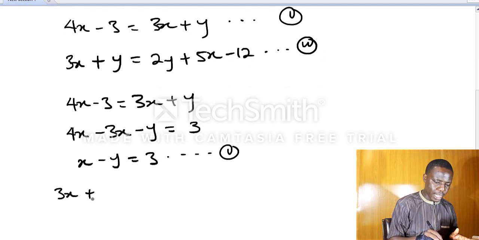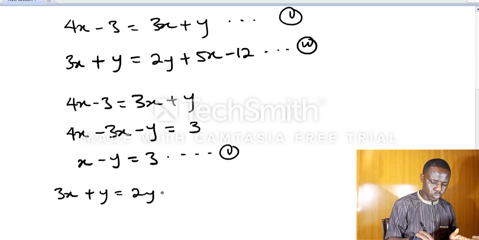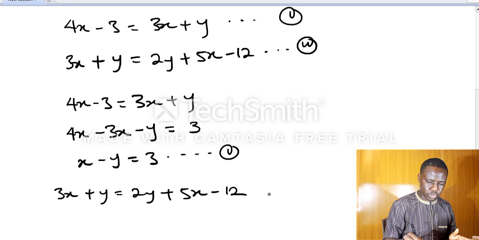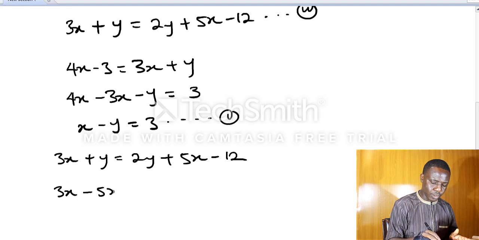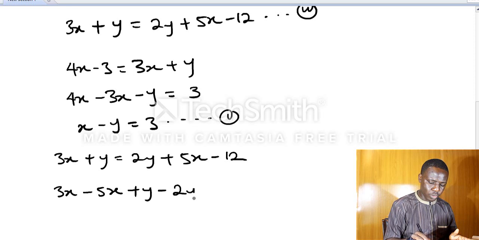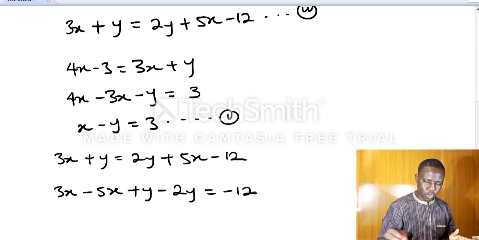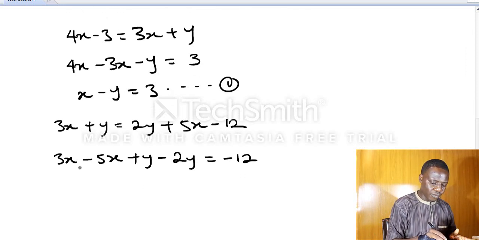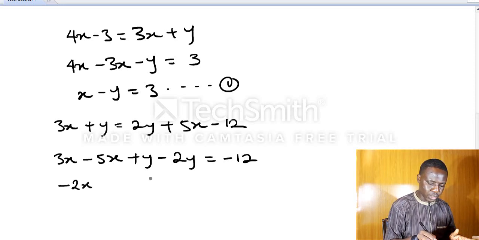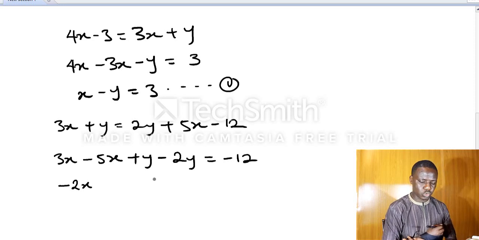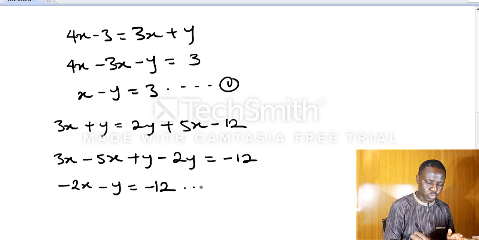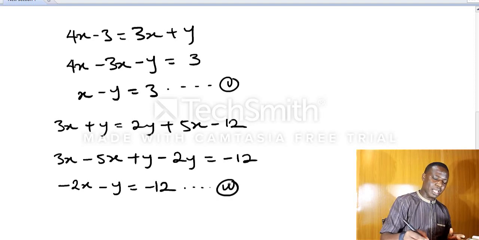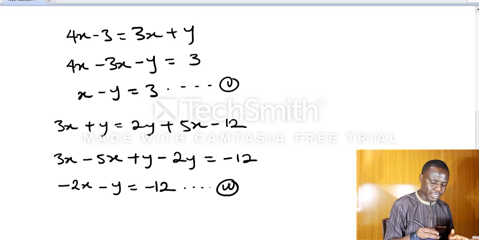I'll do the same to equation 2. That is 3x plus y is equal to 2y plus 5x minus 12. Collect like terms. This becomes 3x minus 5x plus y minus 2y being equal to minus 12. Let the constant sit at the right. 3x minus 5x will be minus 2x, y minus 2y is minus y, being equal to minus 12. Call this equation 2. So at the end I have formed a simultaneous equation.